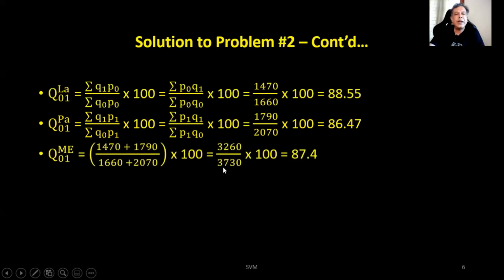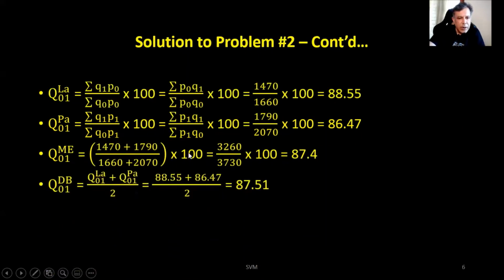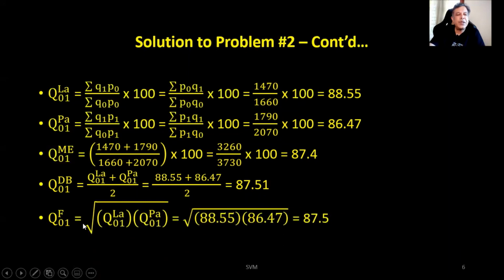And then the Marshall-Edgeworth index. We are just substituting the numerators 1470 and 1790, and the denominators in the denominator, and then calculating to get 87.4. Drobisch-Bowley is the arithmetic mean of Laspeyres and Paasche, so you add those two and divide by 2 to get 87.51. Quantity index for Fisher is the geometric mean of these two, so you multiply these two and take the square root to arrive at 87.5. So these are the different weighted indices using different methods.